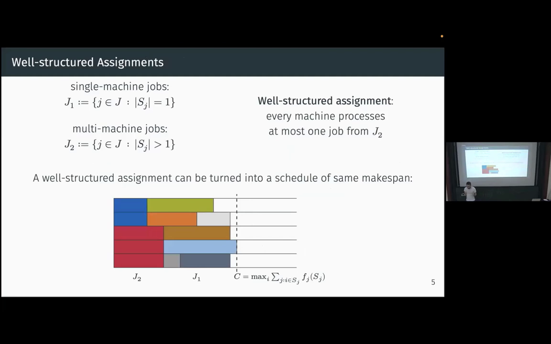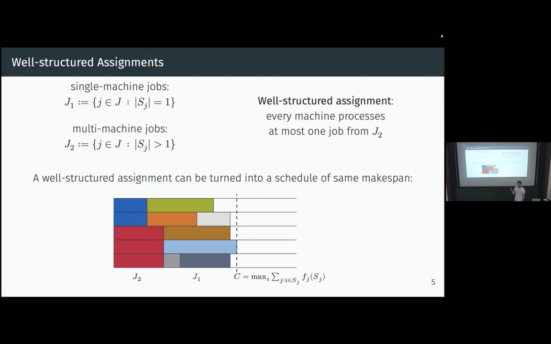And to get there, we can show that we can transform any given assignment into an assignment with a nice structure, which we call well-structured assignments, which we then can schedule easily. And this property is as follows. If you look at any given assignment, we can partition the jobs into 2 types. Jobs J1 are the jobs that go on a single machine. And jobs in J2 are the ones that get multiple machines. And the well-structured assignment is just one where every machine only participates in one of the multi-machine jobs.